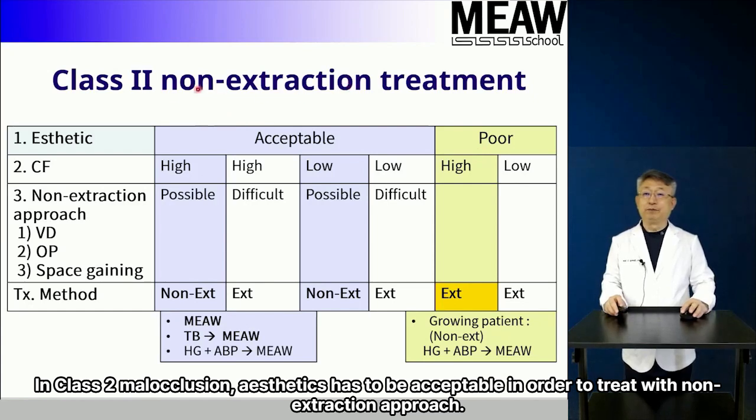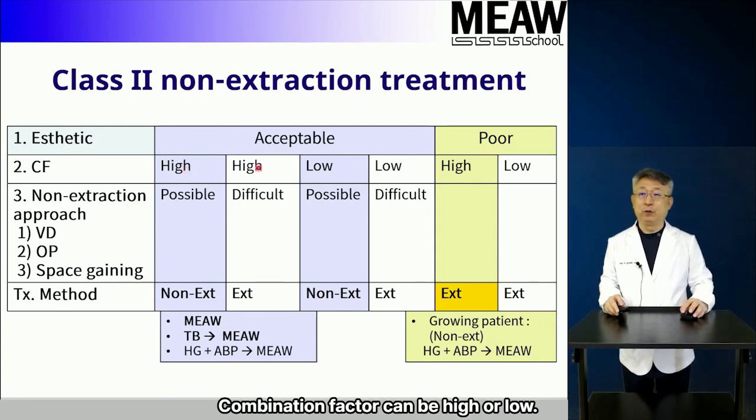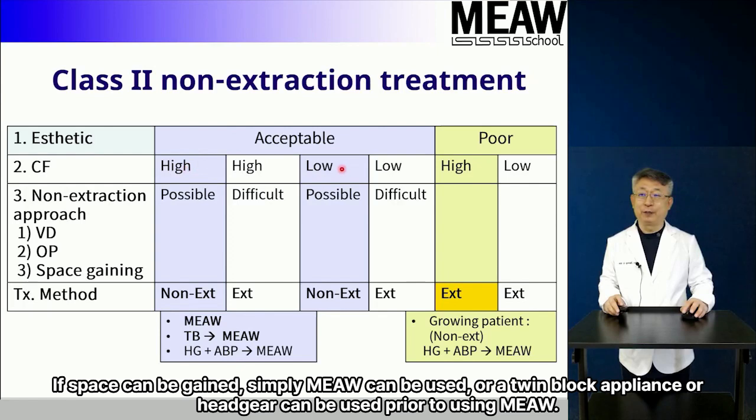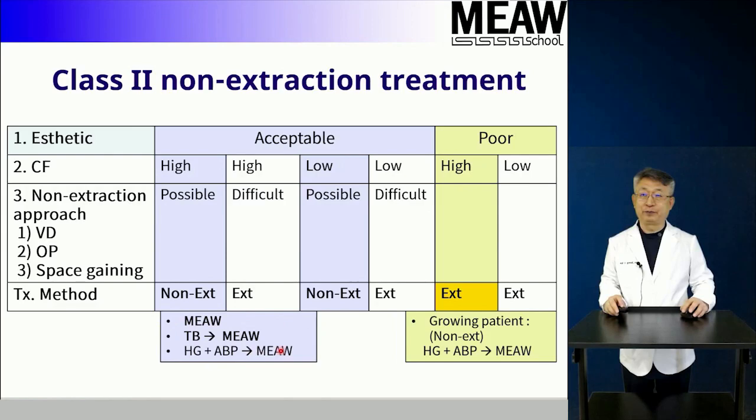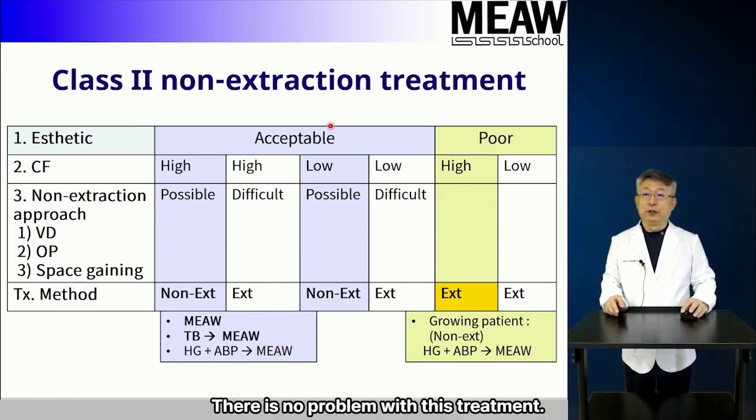In Class 2 malocclusion, aesthetics has to be acceptable in order to treat with non-extraction approach. Combination factor can be high or low. If space can be gained, simply MEAW can be used, or a twin block appliance or headgear can be used prior to using MEAW. There is no problem with this treatment.